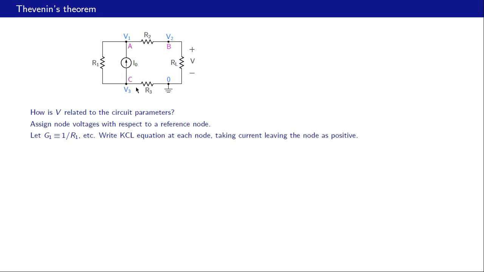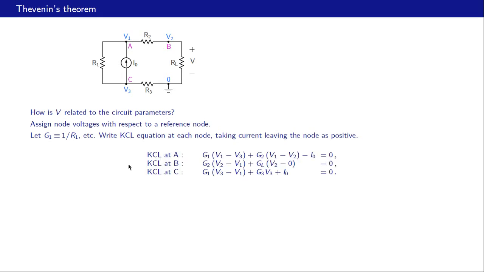And in doing that, let us define G1, a conductance, as 1 over R1, G2 equal to 1 over R2, etc. These are our KCL equations. Let us look at KCL at node A. That is our node A. We have three currents entering or leaving node A. There is one current going like that, and that is V1 minus V3 divided by R1. So that is G1 times (V1 minus V3). And since that current is leaving this node, we will take it as positive.